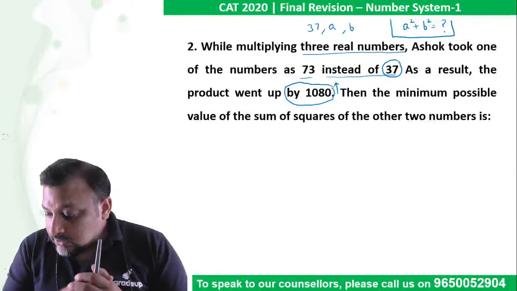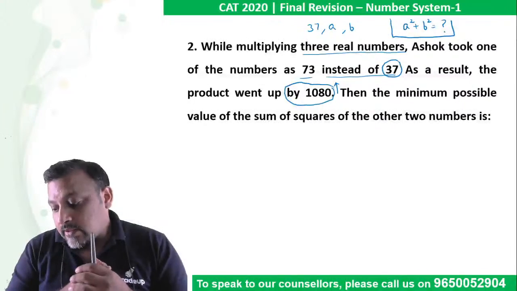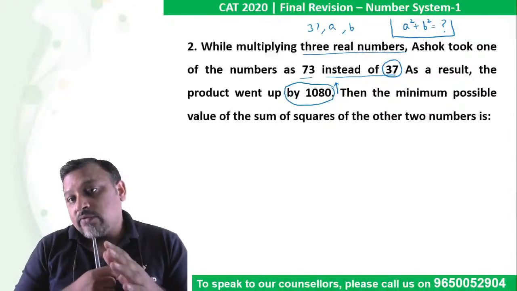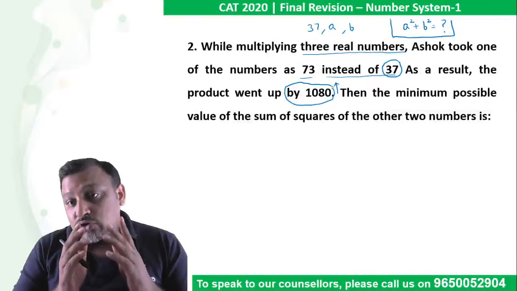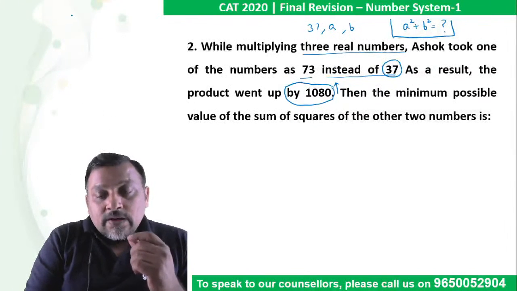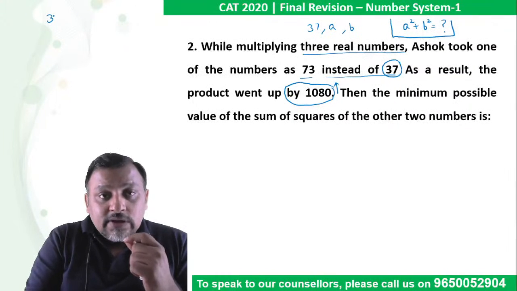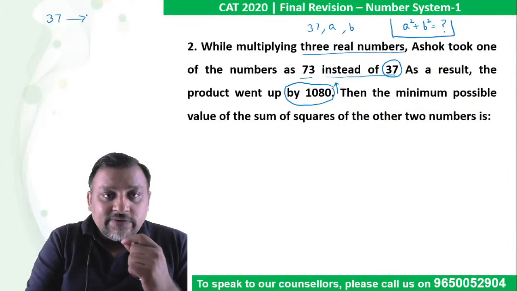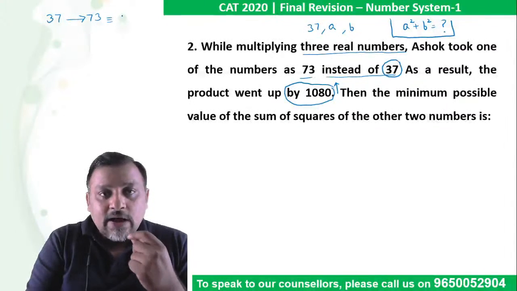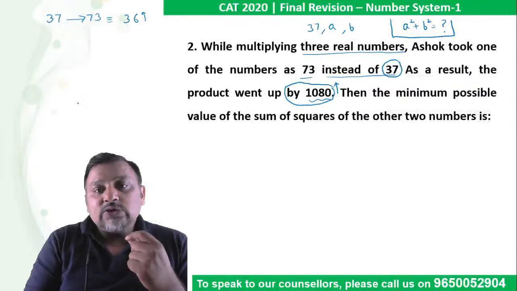Okay, very good, Ankit, Saurav and Harish, but you are making a very silly error here. Your logic is correct, but you are not reading the question carefully. That is why I said in the beginning that you should be very careful while reading the question. So can I say if instead of 37 I take it as 73, the value is increasing by how much? 36. But the increase in the product is 1080.